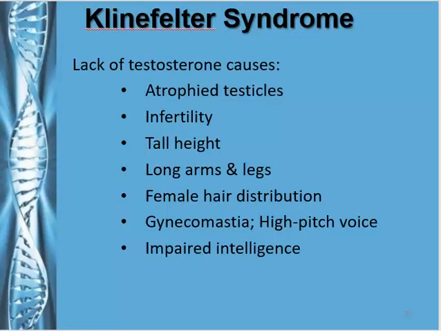So atrophied testicles, therefore infertility. Tall height, because puberty, if it happens at all, is delayed, and so the closing of the growth plates is delayed. So that's the long arms and the long legs. Female hair distribution, they will have breasts and high-pitched voices, and often have impaired intelligence. Not that that's a female characteristic. That's not how this was intended.